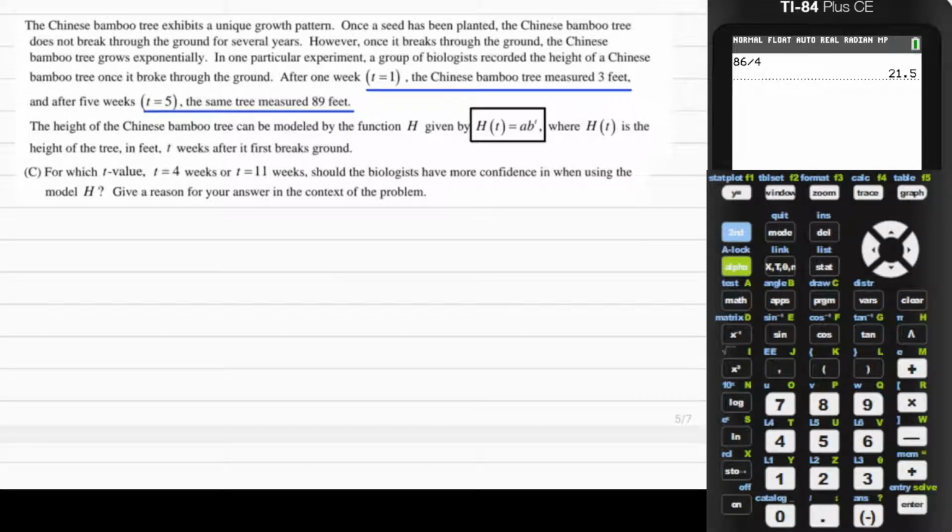All right, now part C, and these are the parts that I feel like I struggle with the most, because I'm not really sure what you're supposed to say. But I mean, I know what the right answer is going to be, but it's that in the context of the problem that gives me a little bit of pause. So for which t value, t equals 4 or t equals 11, should we be more confident in when using the model H? Okay, clearly t equals 4, because that's in between the 2 data points, right? And t equals 11 is well outside of the 2 data points.